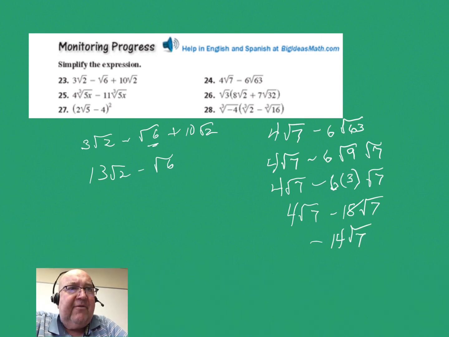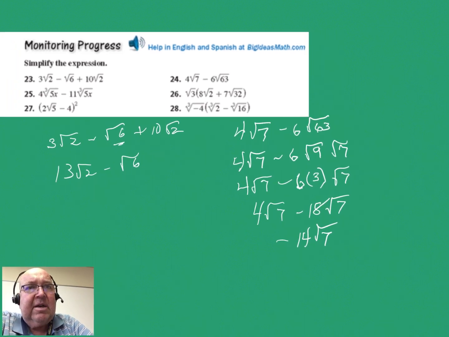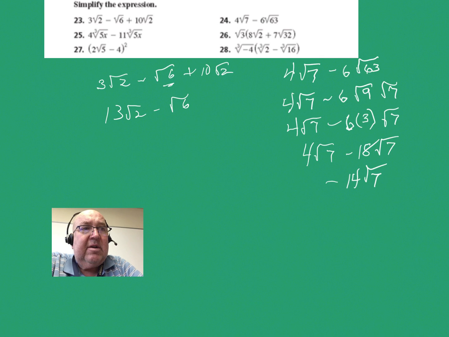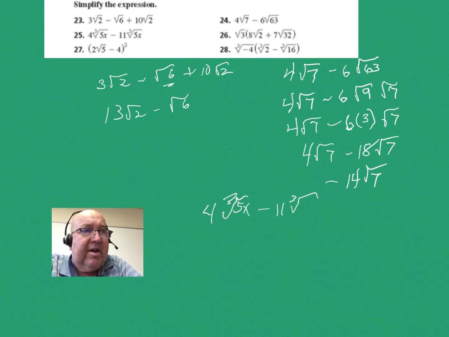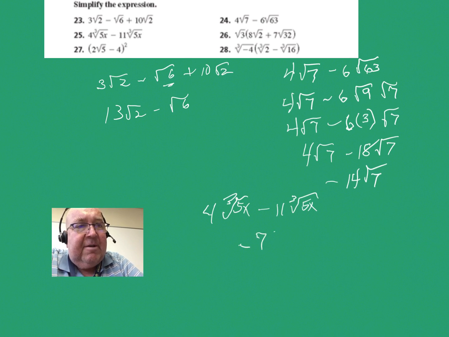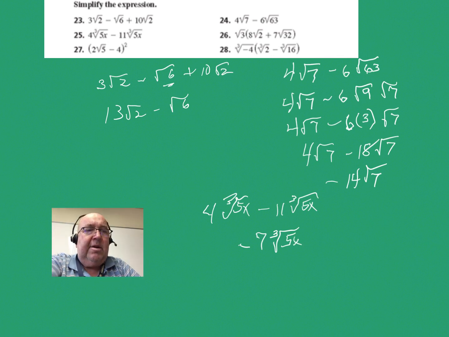And I can do 25 as well. We have 4 third root 5x minus 11 third root 5x. So we have the same radicals. 4 minus 11, negative 7 third root 5x. Again, just performing operations that we've done before, making them look a little different with the radicals. Same thing with like terms when you add or subtract.